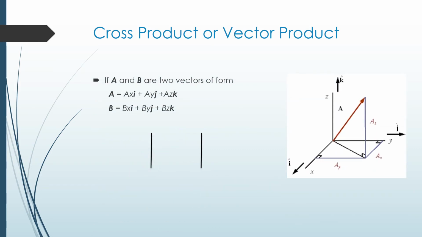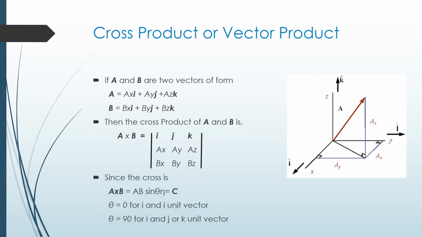Now, if you have two vectors A and B, and they have their components along x, y and z directions, that is, A vector having three components along x, y and z, and similarly B vector having three components along x, y and z. If you take the cross product between these two vectors, it can be done mathematically by taking a matrix in which you have i, j and k in the first row, in the second row you have ax, ay and az, and in the third row you have bx, by and bz.